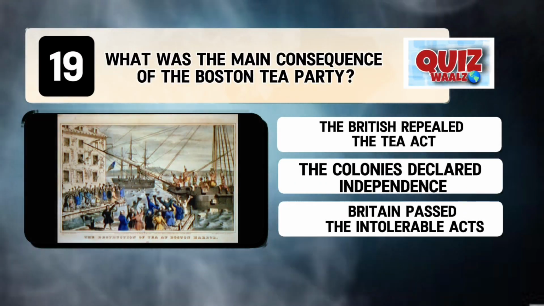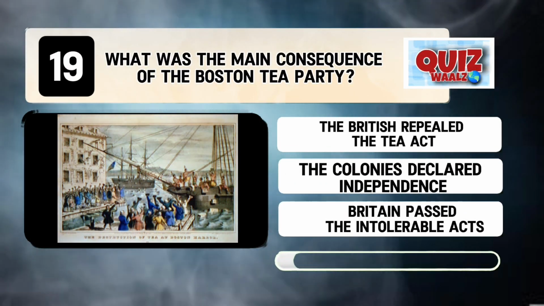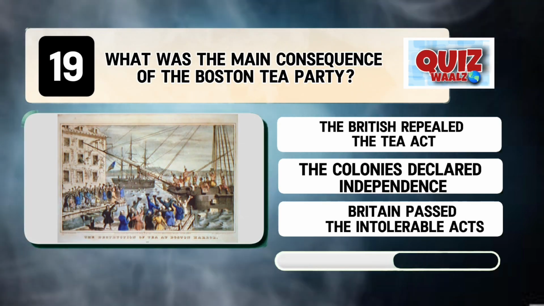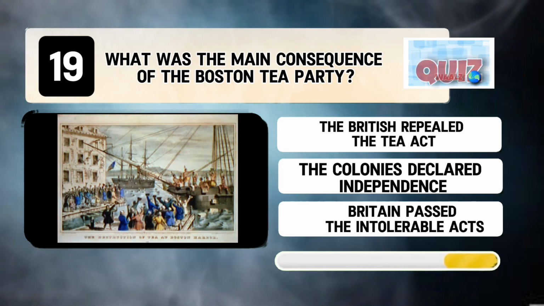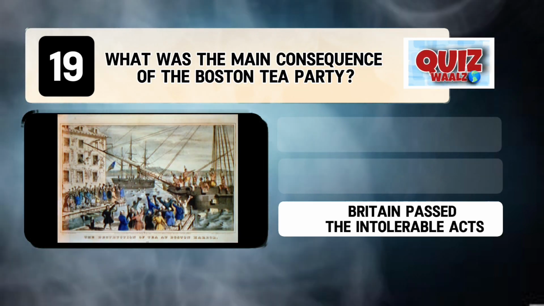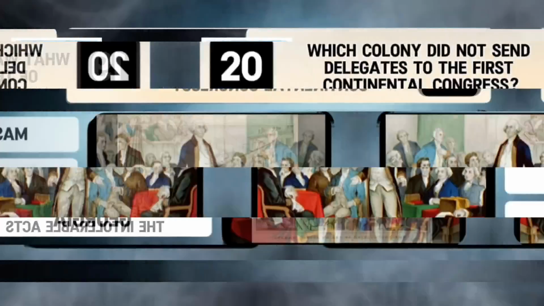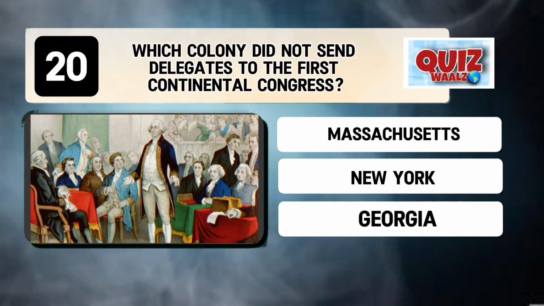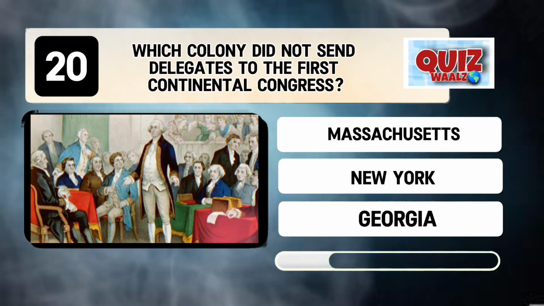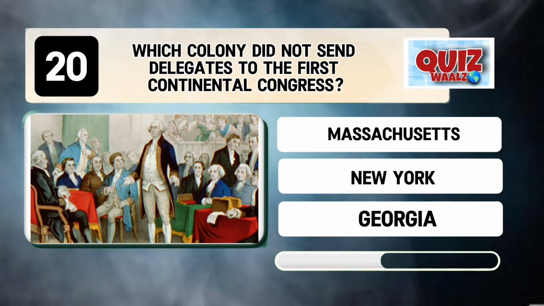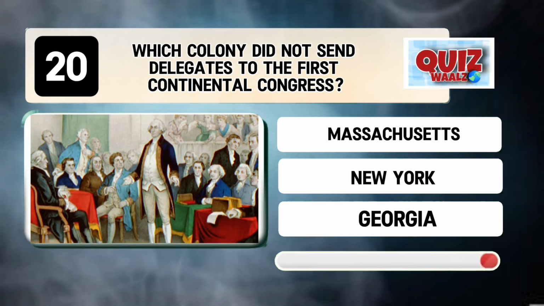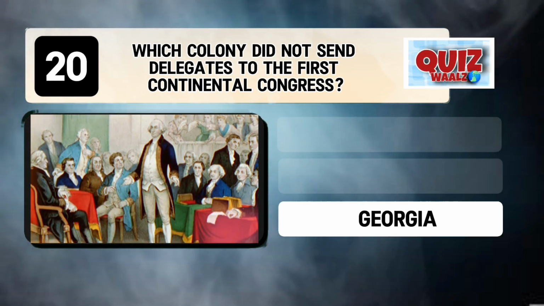Question 19. What was the main consequence of the Boston Tea Party? A. The British repealed the Tea Act, B. The colonies declared independence, C. Britain passed the Intolerable Acts. C. Britain passed the Intolerable Acts. Question 20. Which colony did not send delegates to the First Continental Congress? A. Massachusetts, B. New York, C. Georgia. C. Georgia.